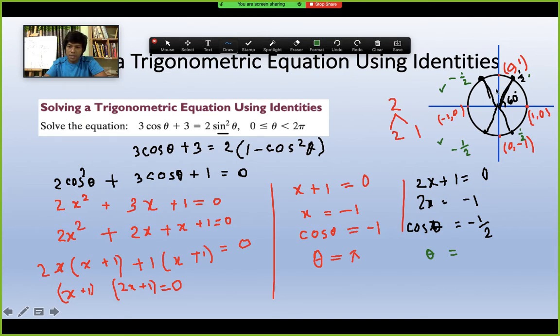So what we have, theta equals 90 degrees plus 30 degrees. 90 degrees means pi by 2, plus 30 degrees means pi by 6. So this is one solution. You can write 90 plus 30 equals 120, then you can convert it to radians also. That also works.